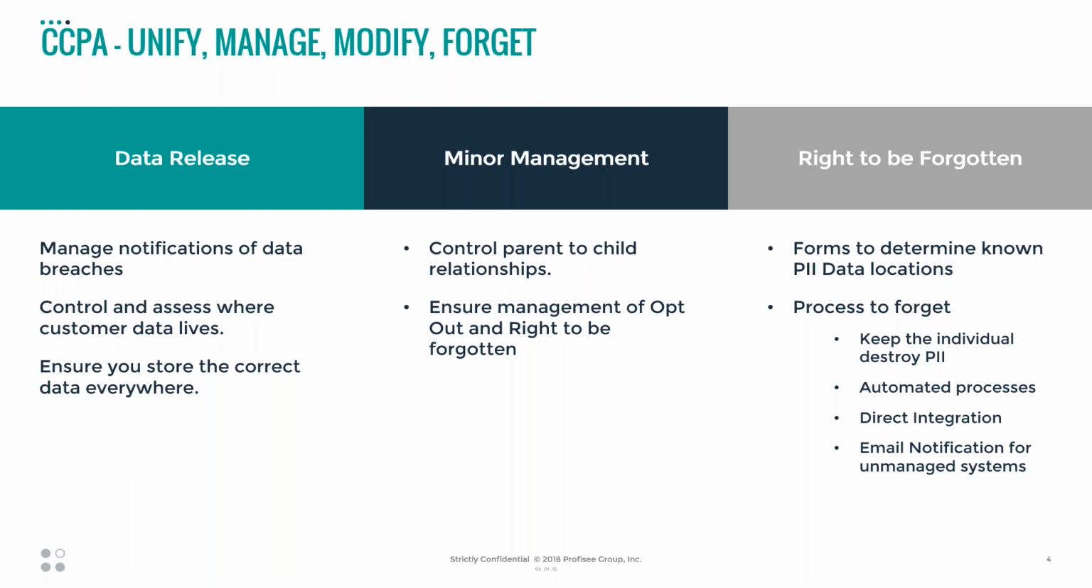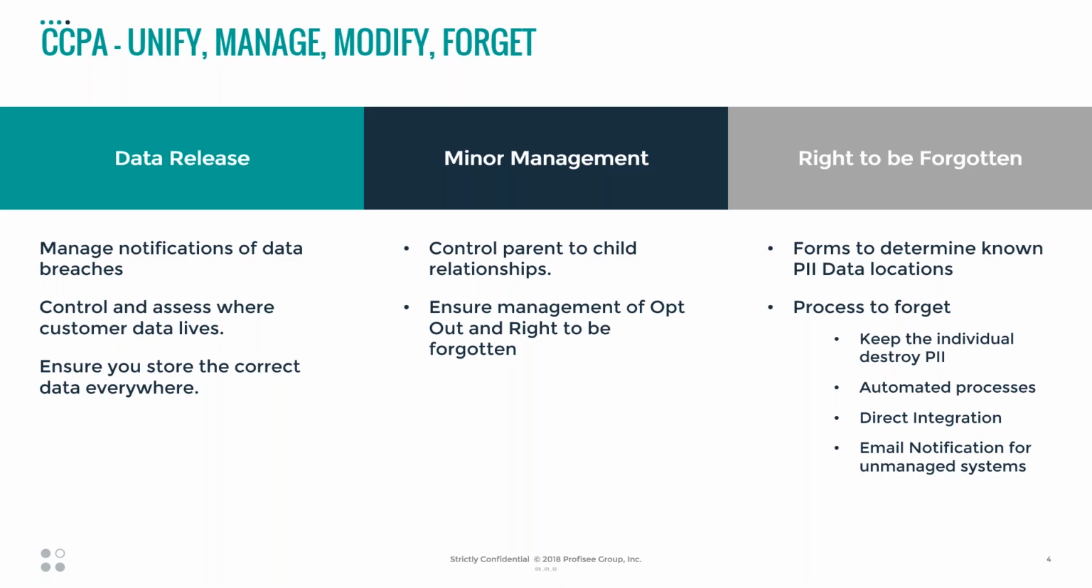So we also can have automated processes where once you've determined that this relationship should be deleted, it can be destroyed. And we can do this in two different ways. We've done direct integration because there are certain systems where we can actually send that data back and remove that data from the system.